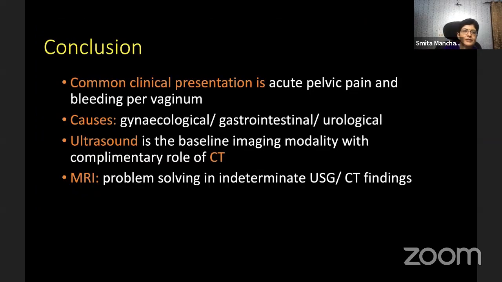So to conclude, the common clinical presentation is an acute pelvic pain and bleeding per vagina. Causes, as we know, gynecological, gastrointestinal, and urological all need to be kept in mind when the patient is presenting. First, most baseline imaging modality is ultrasound. Please feel free to use your TVS probe. That gives you a much greater resolution, but use all probes. So if the patient is unmarried or not giving consent for TVS, then TRUS can be done. Linear probes can be used. So try and make as much of a diagnosis possible on the ultrasound. And then definitely a complementary role of CT and MR in problem solving in the indeterminate ultrasound or CT findings.